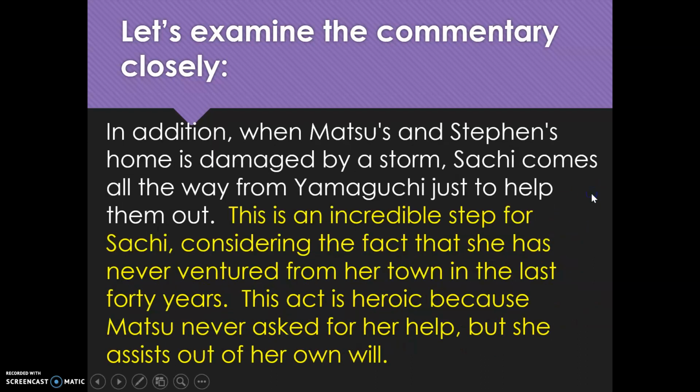Let's look at evidence number 2. The second example talks about her friend's home that was damaged by a storm, and so she travels a very long distance just to help them out. Okay, so the commentary in yellow thinks through that. Why is that courageous? Well, it's a huge step for Sachi because she hadn't even left her own town for 40 years. That's a significant moment in her life.